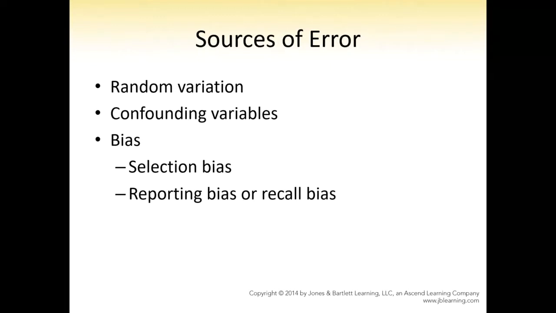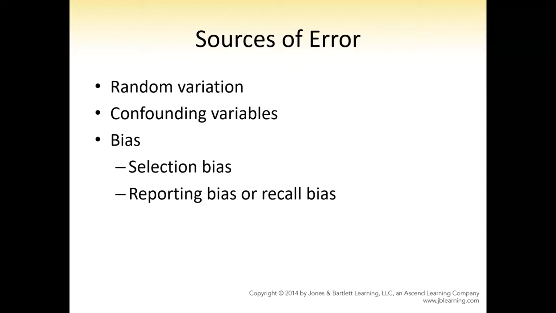There are other sources of error as well. So random variation between people. There could be confounding variables that you don't know about. So what other variables or risk factors are impacting the outcome of the study?